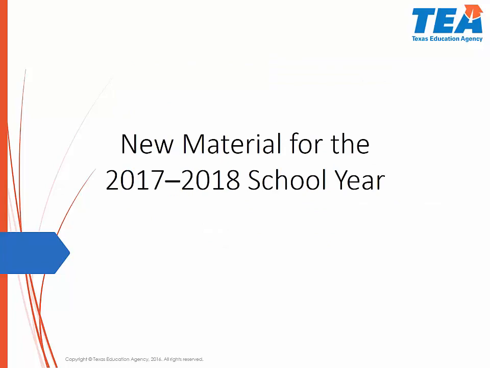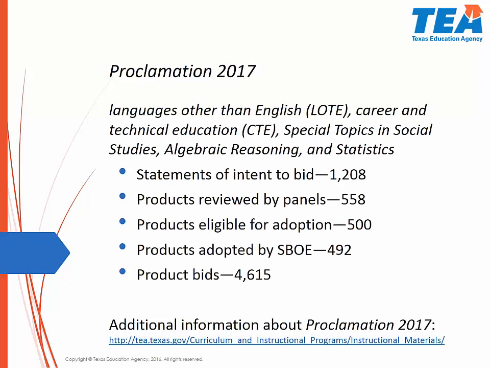New material for the 2017-2018 school year. Proclamation 2017 included languages other than English, career and technical education, special topics in social studies, algebraic reasoning, and statistics. There were 1,208 statements of intent to bid submitted by publishers. This is a publisher's way to show interest in participating in the review and adoption process.